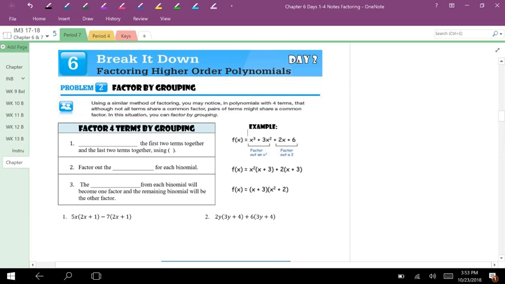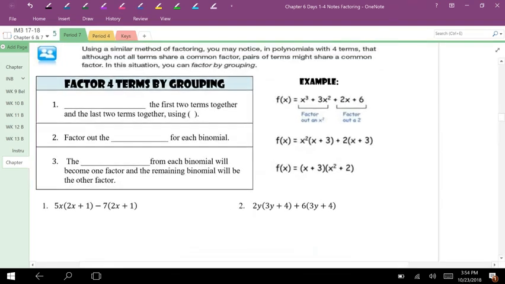We're going to do factor by grouping, and factor by grouping is just like yesterday, but we're doing it twice. So yesterday we did factor by taking out a GCF, or a greatest common factor, and now we're going to do it 2 times in order to do factor by grouping. So same thing as yesterday, but now we're going to take it piece by piece here.